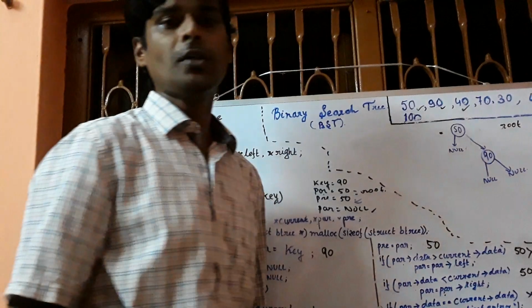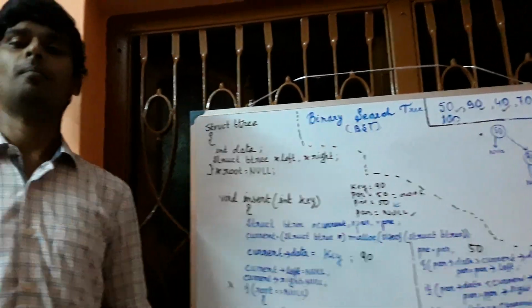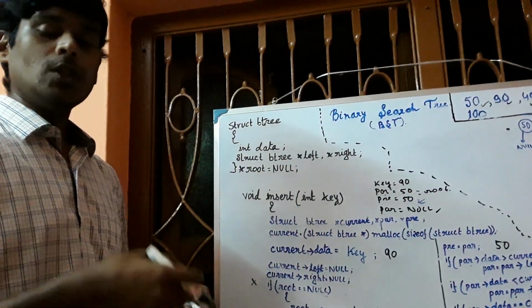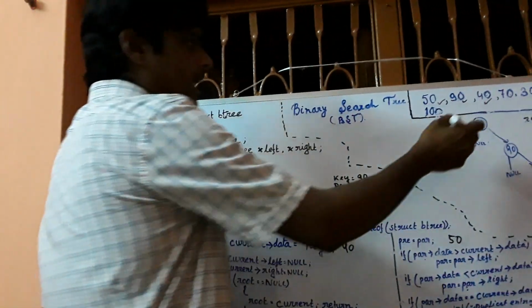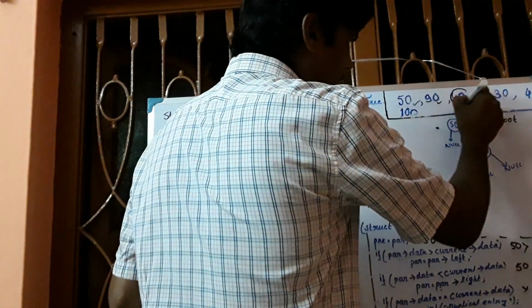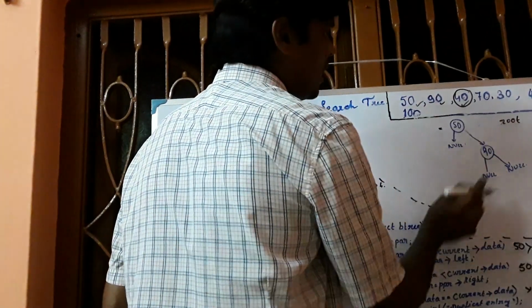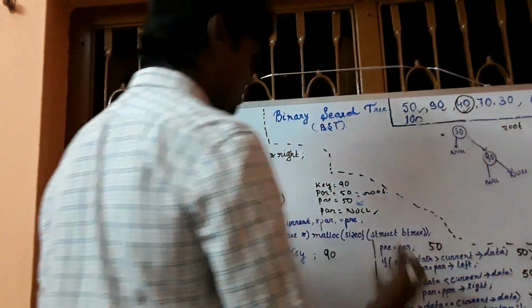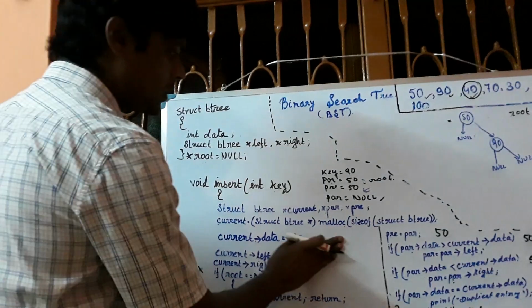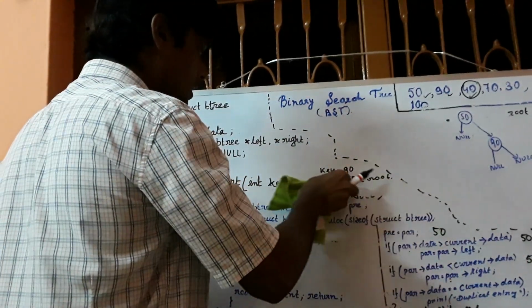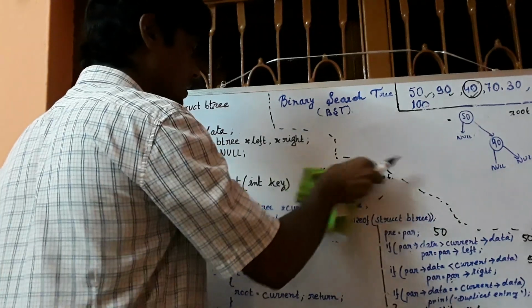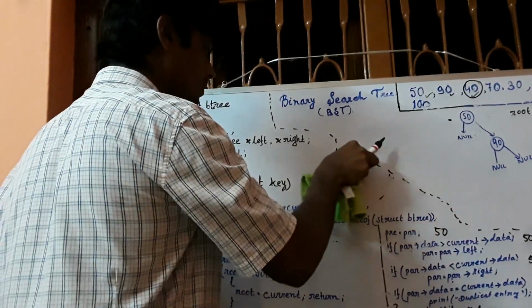So guys, what is the rules of the binary search tree? The left child must be smaller than the root node, right? And I can assume the 40 must be placed as the left child of 50. Let's check. So I just omit this part, whatever I have mentioned over there. Okay. So let's start.